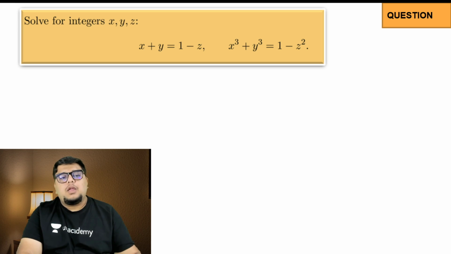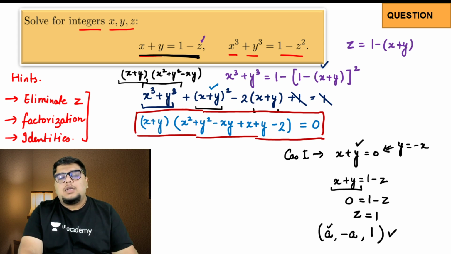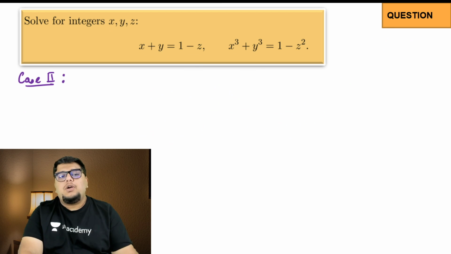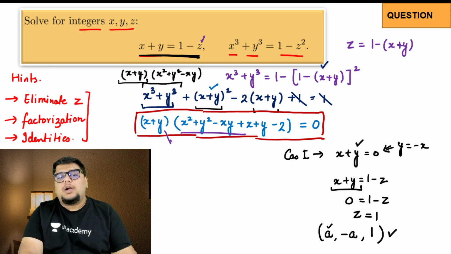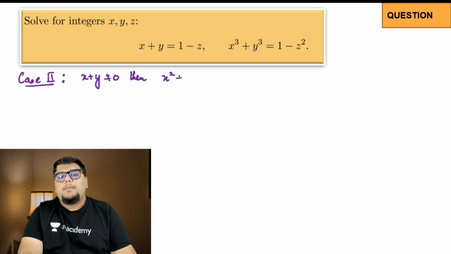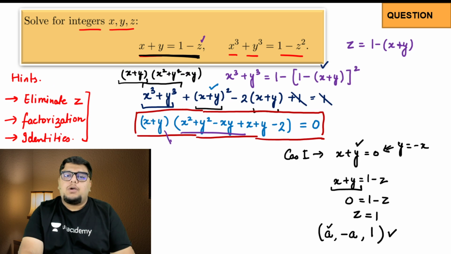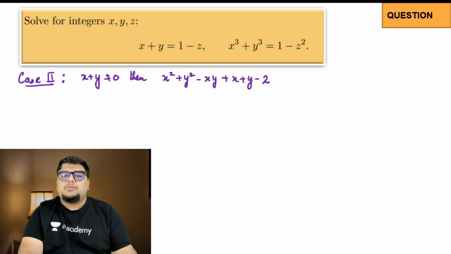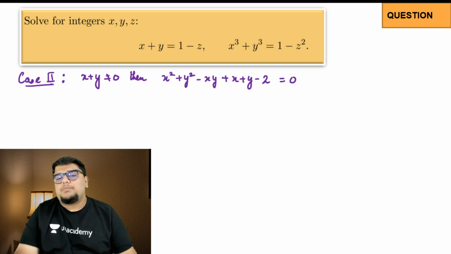Yeah. So case 2. Case 2 tells us that if this part is not equal to 0, if x plus y is not equal to 0, then the remaining part, which is basically this part, x square plus y square minus xy plus x plus y minus 2, I think I got it correctly. Yeah, I think so. This is equal to 0, right? This is equal to 0.